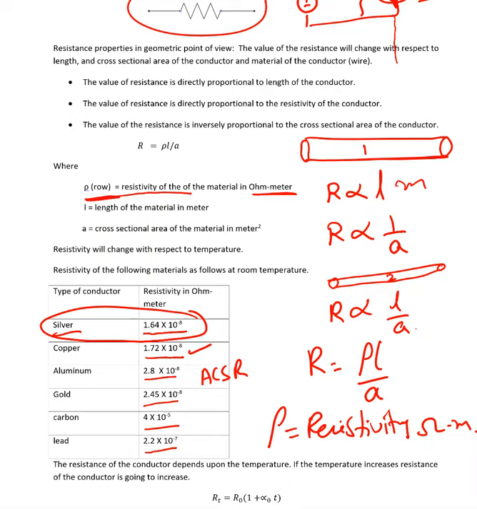Okay, so that's the reason they use copper, even though it is a bit expensive compared to the aluminum. Now, aluminum compared to copper, aluminum has more resistivity, so definitely it will have more resistance, but it is a lot cheaper. So that's the reason we are using aluminum conductors in our transmission lines, distribution lines.